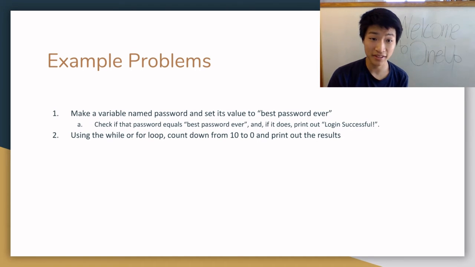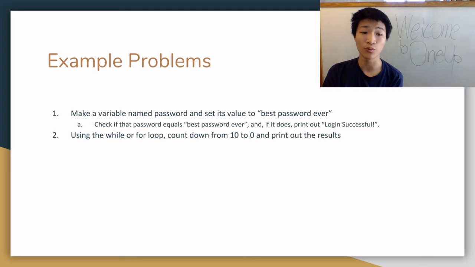The second example problem: using the while loop or for loop, count down from 10 to 0 instead and print out those results.